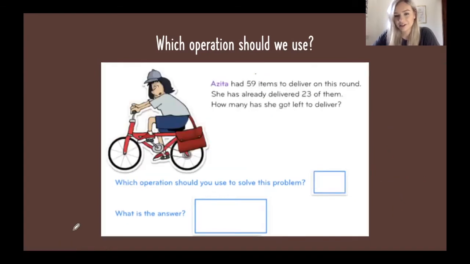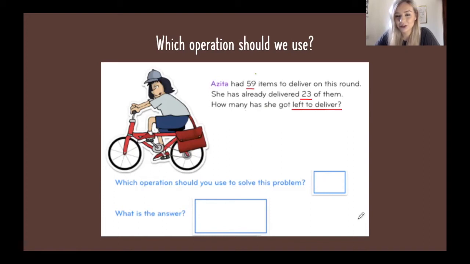Here, Azita had 59 items to deliver on this round. She has already delivered 23 of them. How many has she got left to deliver? So 59 is her total. She's already delivered 23 of them. And our question is, how many has she got left to deliver? Again, you're going to see which operation you would use to solve this problem and pop it in this box. And then you're going to have a go at working out the answer and popping it in this box. Pause the video here to have a go.